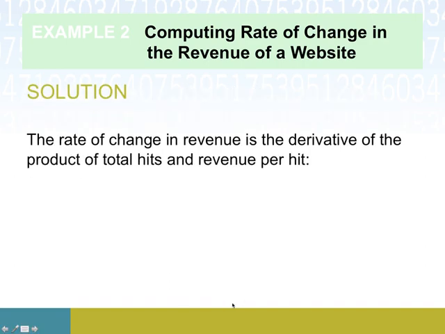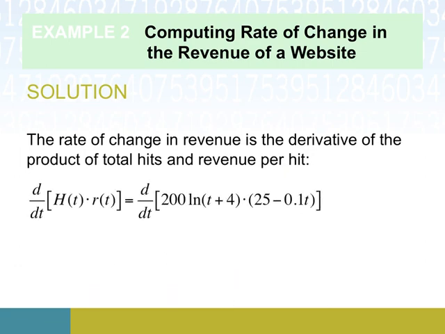Okay, so rate of change in revenue is the derivative of this product. The revenue function that we want to put together is the product of these two functions. So here's R, the number of hits times revenue per hit. We're just going to replace those two functions in here. Here's the hit function. Here is the revenue per hit function. So the total result of this is going to be something in dollars.